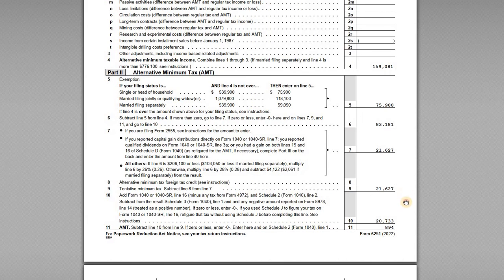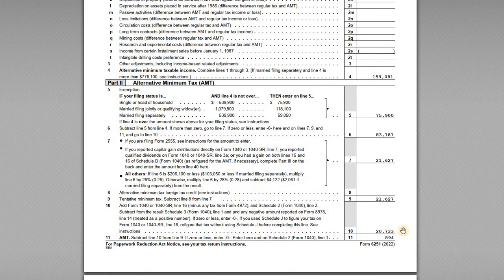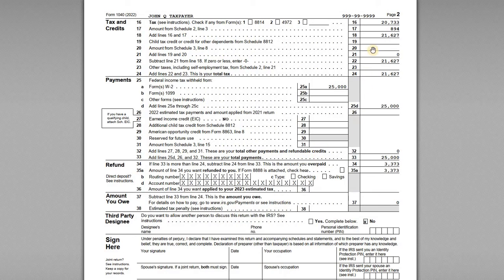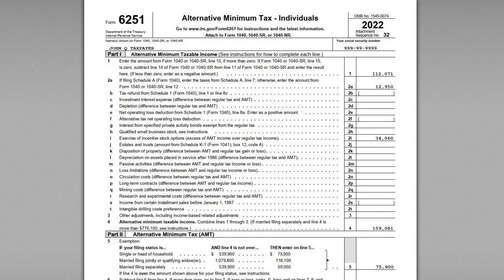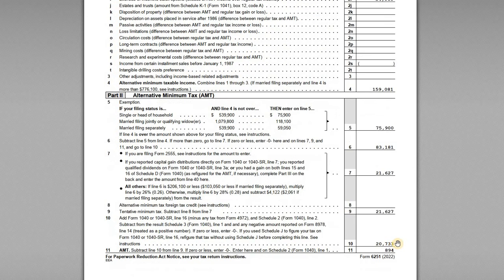$21,627. Now, once you have this figure, then on line 10, you pull through that regular federal income tax that you computed up on page 2. Right? So remember, on page 2 here, the regular amount of federal income tax that he's calculated is $20,733. So if John takes his $20,733 amount and inputs that into line 10, subtracts the two values here, his AMT amount on line 11 is $894.